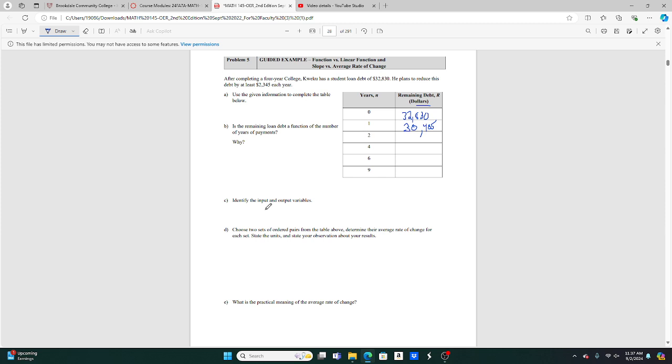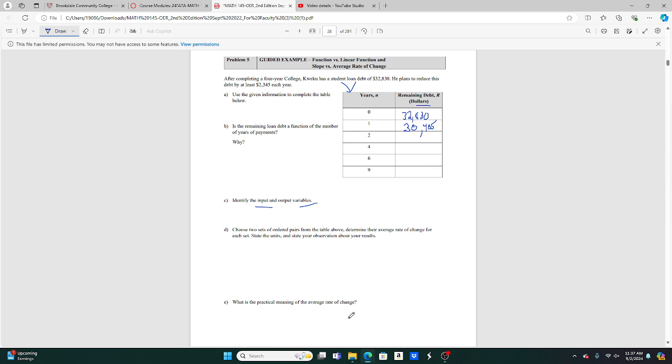Let's talk about the input and output variables. So the input variable is the number of years it's going to take him to pay off the loan. Should have said years before, the number of years. So after 1 year, his debt is $30,485. He's paying it off. The output in this case is the amount of dollars. So the number of years you're paying for, you're under control of. Your debt, you're not in control of, or we'd all make our debt 0.